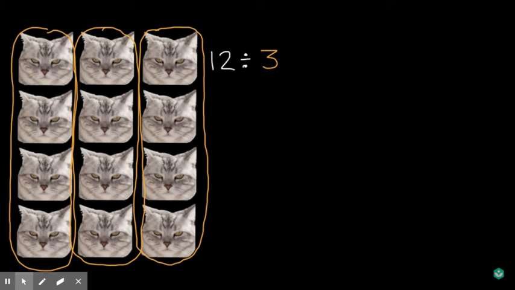And how many cats are in each of those equal groups? Well, we can see very clearly that there are 4 cats in each of those equal groups. So the way to think about division in this example is you started with 12 and you divided it into 3 equal groups, and we ended up with 4 cats per group.